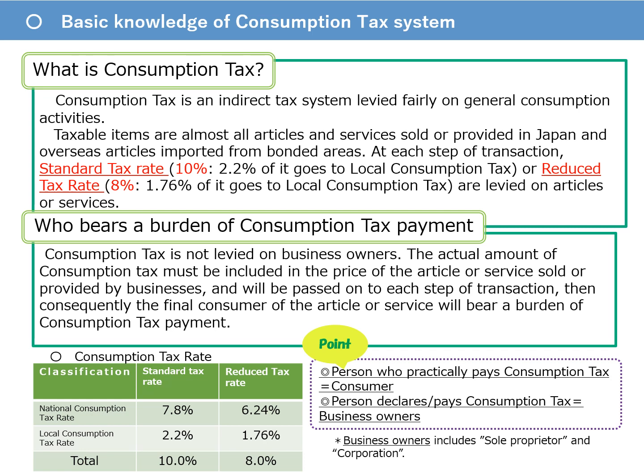Consumers will bear a burden of consumption tax payment, though businesses at each step of transaction have an obligation of its declaration and payment. Consumption tax establishes two rates. One is called standard tax, which is 10%, and the other is a deducted tax, 8%. Consumption tax is included in the price of the article or service sold or provided by each step of transaction, then consequently the final consumer of the article or service will bear a burden of payment.